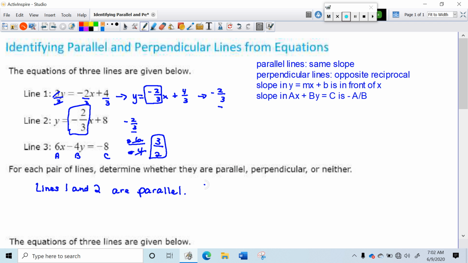Lines 2 and 3, because it says pair of lines, so we're going 2 lines at a time. Line 2 is negative 2/3, line 3 is 3 halves. Now those signs: line 2 is negative, line 3 is positive, those are opposite. And if you take 2/3 and flip it, it's 3 over 2. That's what I meant by opposite reciprocal. So lines 2 and 3 are perpendicular.